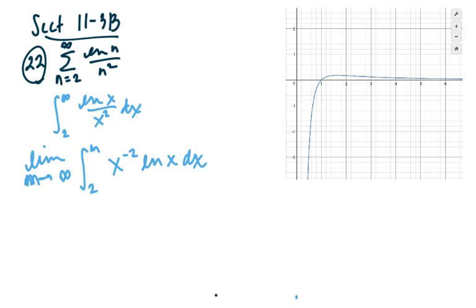Now, u-sub is my favorite choice, but if I let u equal natural log of x, du is 1 over x dx. And notice that over here there's an x squared, so there's too many x's to do u-sub. So my next thought is integration by parts. So let's look at this one.